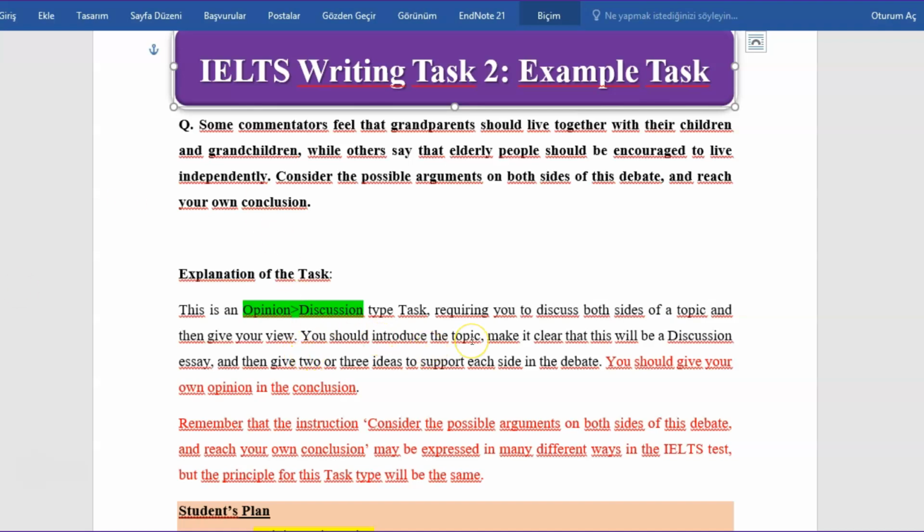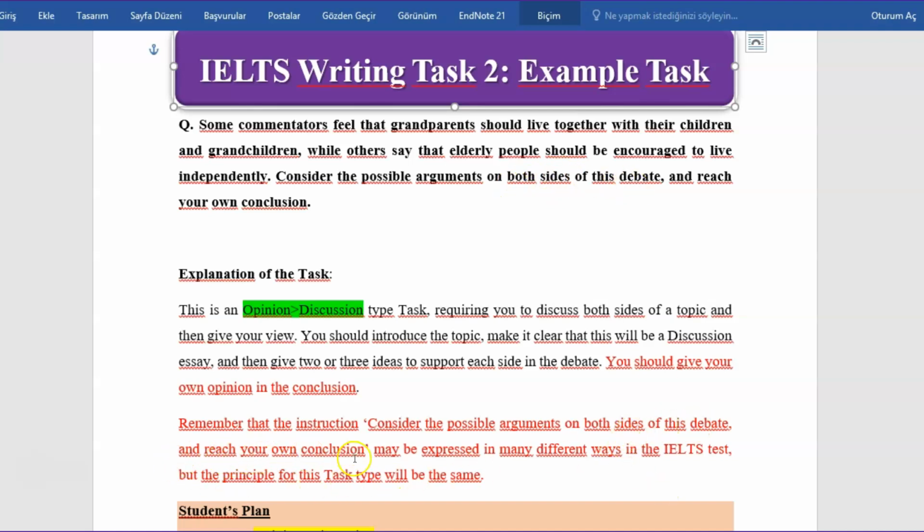You should introduce the topic. Yeah, that's true. Make it clear that this will be a discussion essay, and then give two or three ideas to support each side in the debate. Two is enough. You should give your own opinion in the conclusion, the last part. It is important. Remember the instruction: consider the possible arguments on both sides of this debate, right?